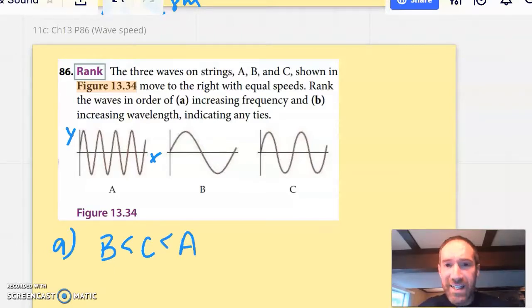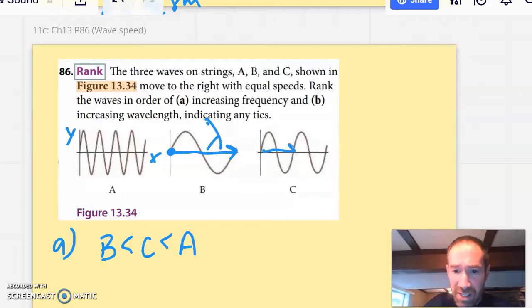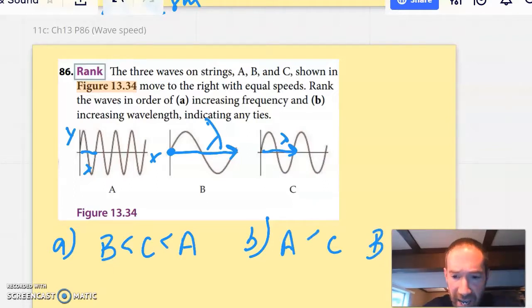For the wavelength, I think that's actually pretty easy to see. You can look at the wavelength here. The wavelength on B is super long, and so we have this giant wavelength. On C, it's much smaller, and on A, look, that's really small. So we've got that little baby wavelength. And so for increasing wavelength, I have A, and then C, and then B. A is the smallest, C is in the middle, and B is the greatest.